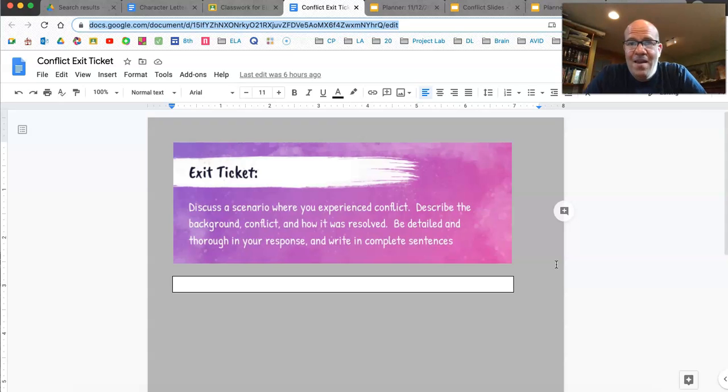So you want to think about man versus self versus society versus nature. Like, where or how did you encounter this? And what happened? So tell the story, tell the conflict, tell why you think your story meets that definition of conflict, and then how did it resolve?